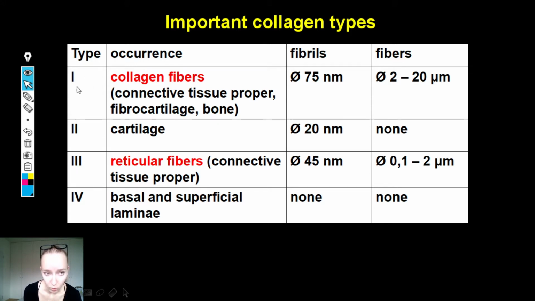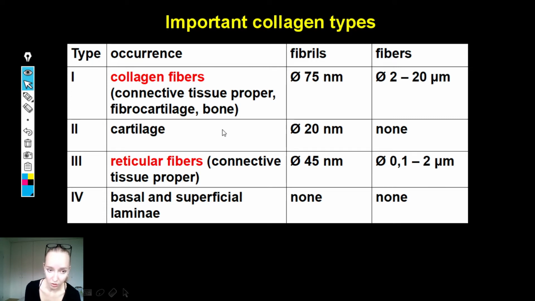In collagen type 1, the fibers are called collagen fibers. So when we say collagen fibers, we basically mean fibers which are made of collagen type 1. We can find them in proper connective tissue, in cartilage, fibrocartilage, and in bone. These collagen fibers have the strongest fibrils that are about 75 nanometers thick. So the biggest fibrils are in collagen type 1.